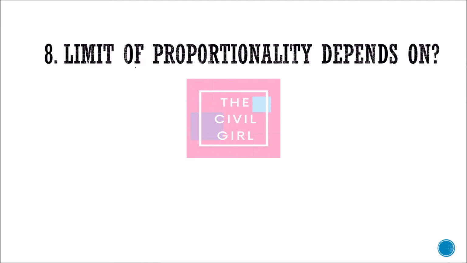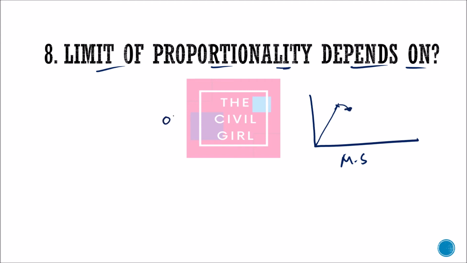Going to the next question: what is the limit of proportionality and what does it depend on? We have already seen in the previous video in the stress strain curve, let us take for example a mild steel bar. Firstly it will be linear, both stress and strain, then it will reach the limit of proportionality. From this point stress will not be proportional to strain. This is called the limit of proportionality.